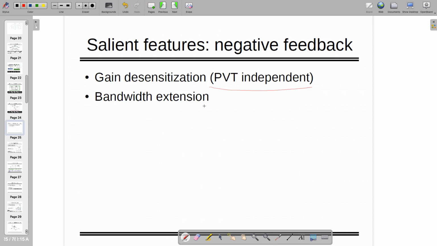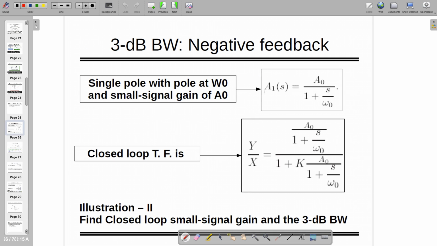Other than that, there is one more thing. It's going to extend your bandwidth. What I mean to say is, if A1, which is the feed forward system, is equal to A0 divided by 1 plus S divided by omega 0, with the feedback network gain K, and I am looking at the closed loop transfer function Y by X, it is going to be equal to A0 divided by 1 plus S by omega 0, and 1 plus K times A0 divided by 1 plus S by omega 0, right? When you simplify this, you're going to have A0 divided by 1 plus KA0, divided by 1 plus S by 1 plus KA0 times omega 0.